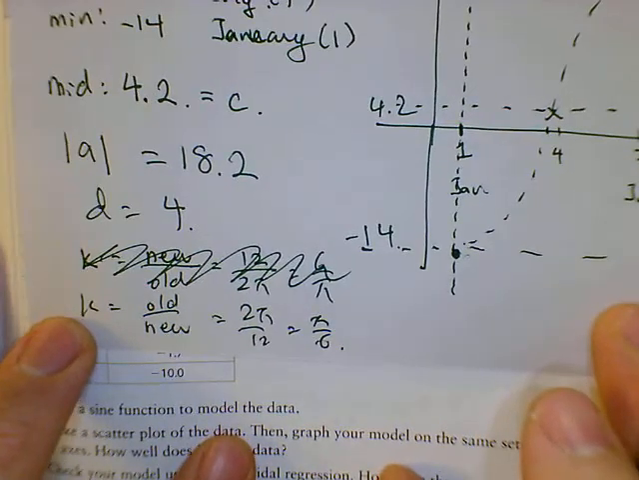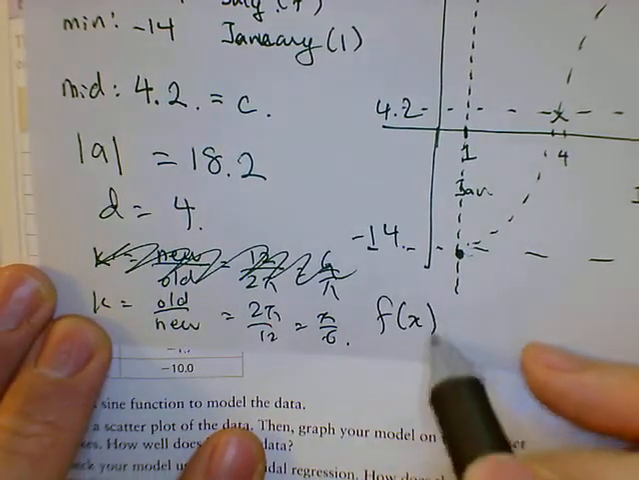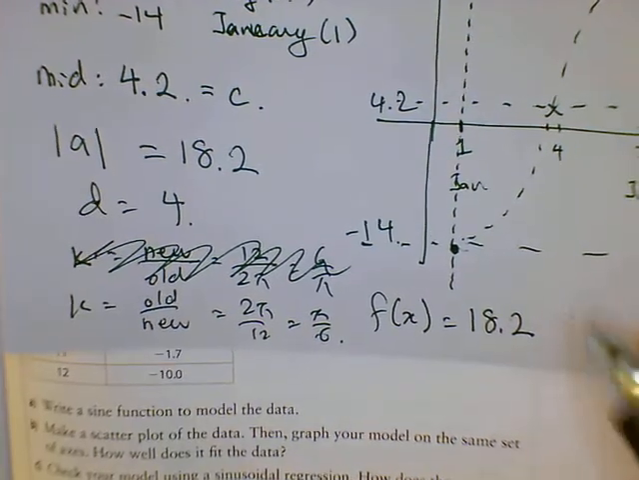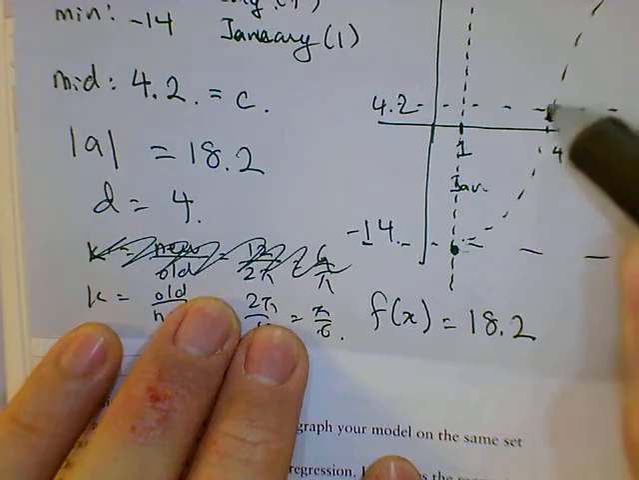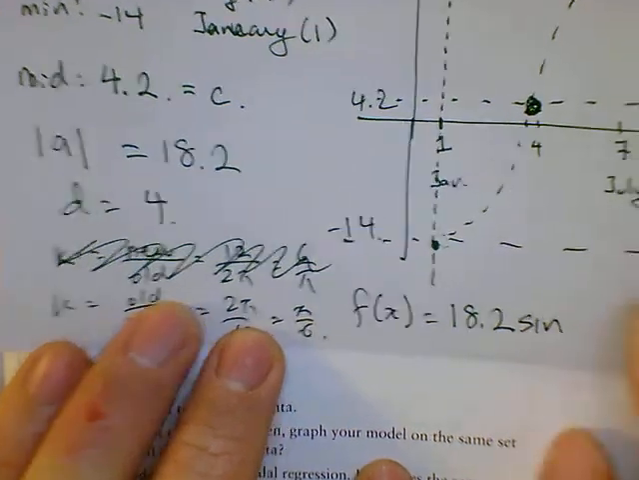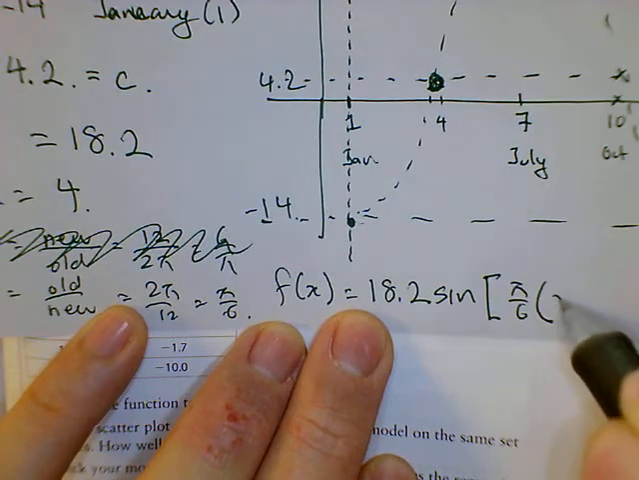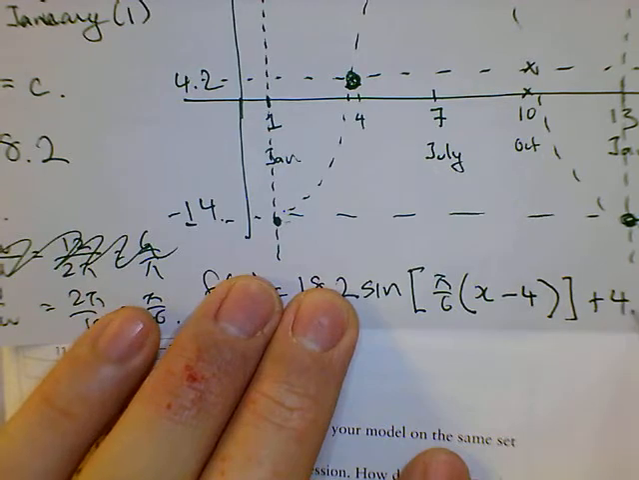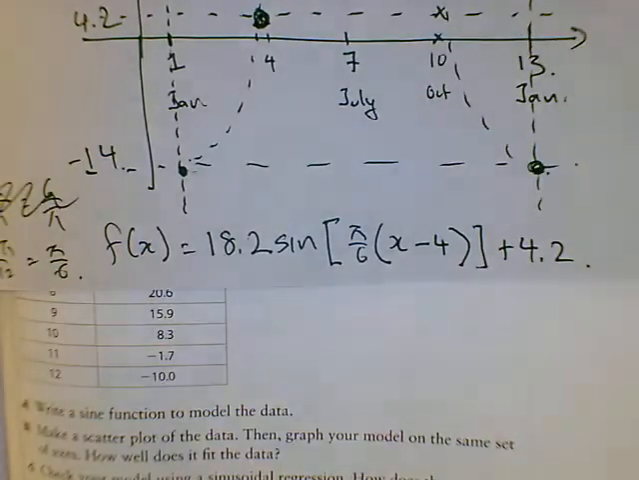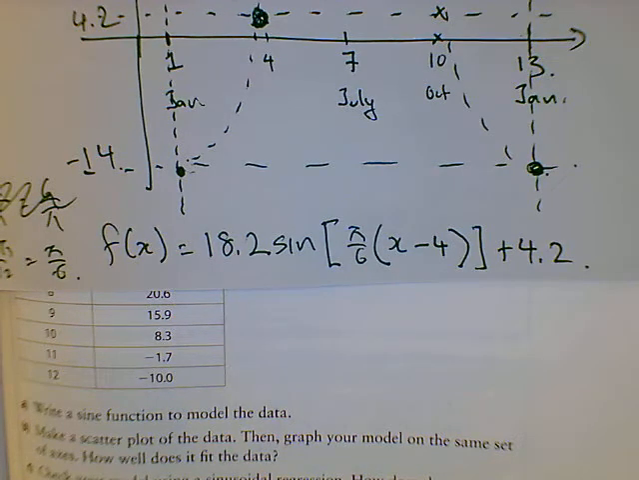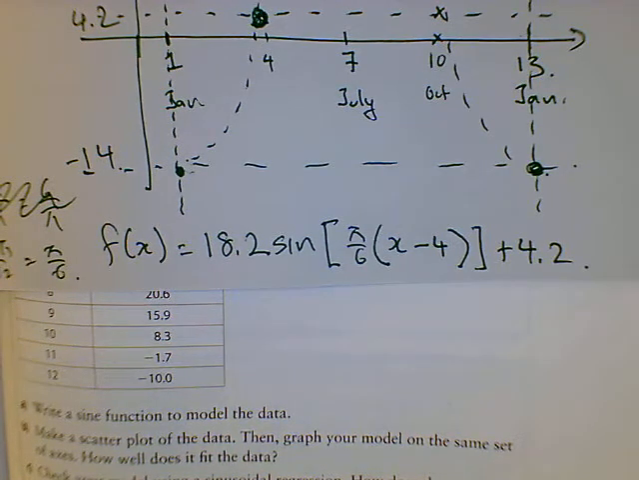So putting those 4 together, the A value is 18.2. My sine curve starts here, right? So sine of K value pi over 6, x, go to the right by 4, and then go up by 4.2. And then you can apply rate of change or whatnot using that equation.